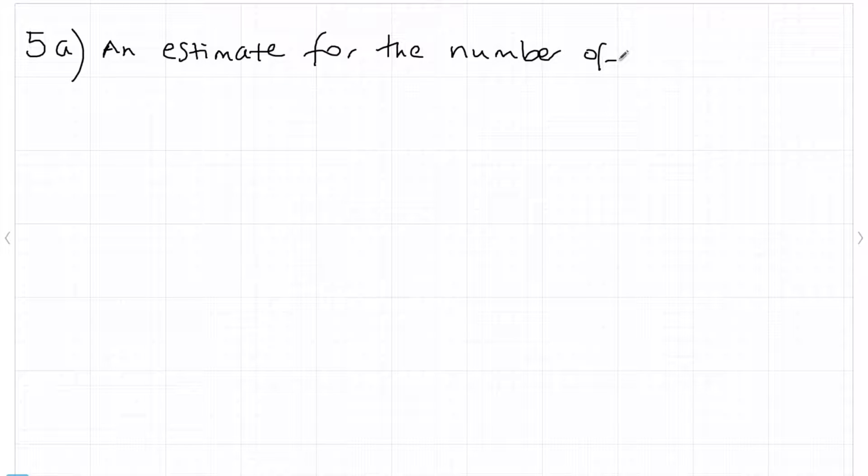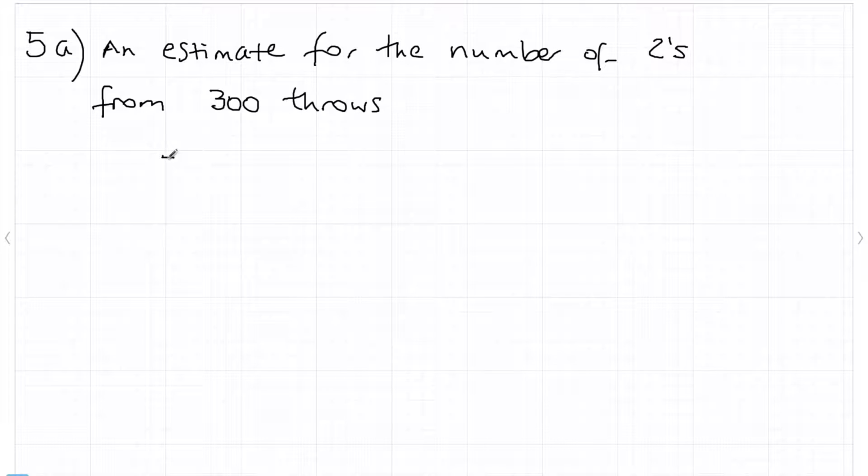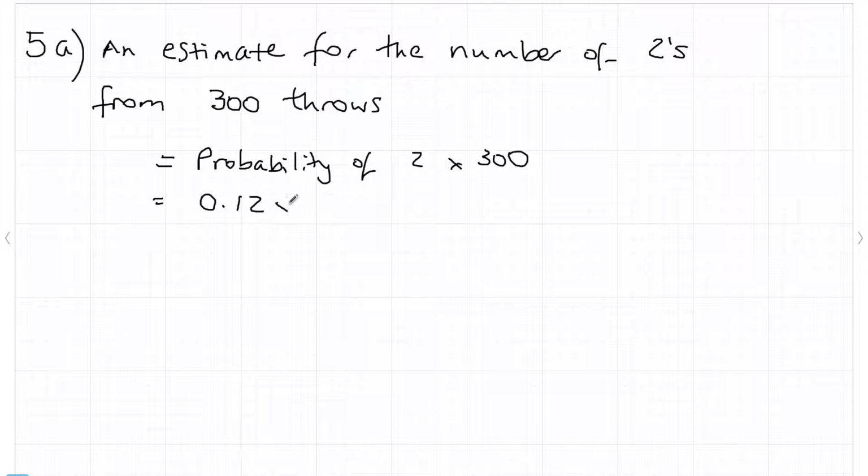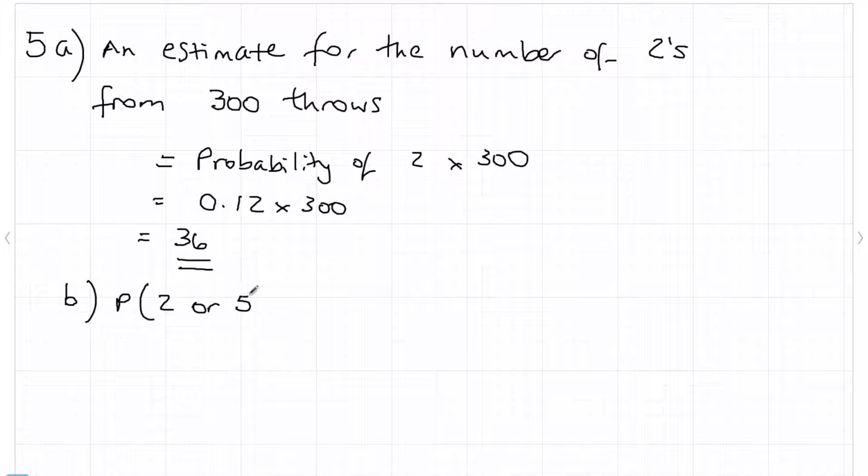So the next question we're going to look at is question 5, I believe. So this time you've got a dice, it's thrown 300 times, and the probability of a 2 is 0.12. You have to estimate the number of 2s in 300 throws. So that is the probability of a 2 times 300, and the probability of a 2 is 0.12 from the question. So the answer is 36.